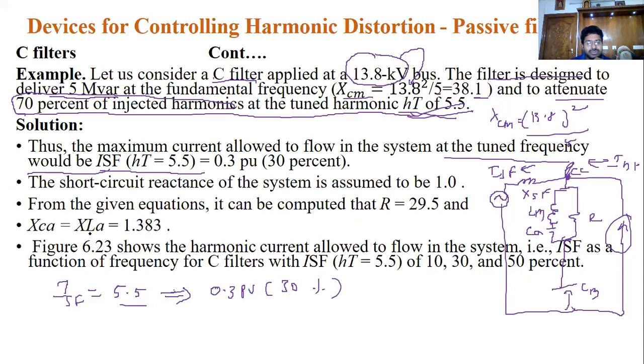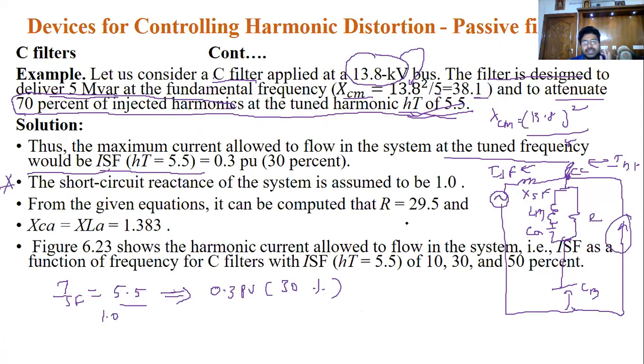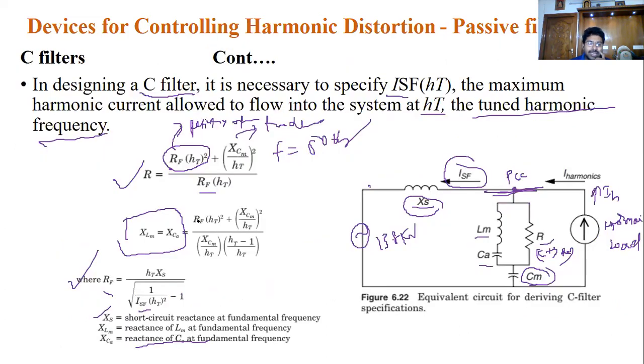So we can assume this one. Again, at this point you can assume this one. Short circuit reactance XSF would be, you can assume, 1 PU. So from this equation, RF, XCM, XCM by h_t, whole square, you can calculate that one. We'll get the value of RY 29.5. We can also calculate these XLM, XCA values by using this formula.